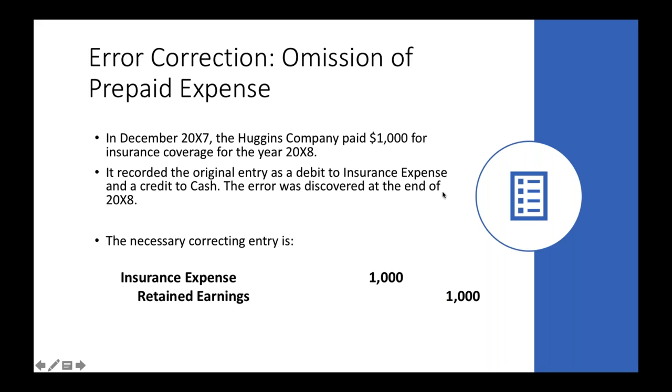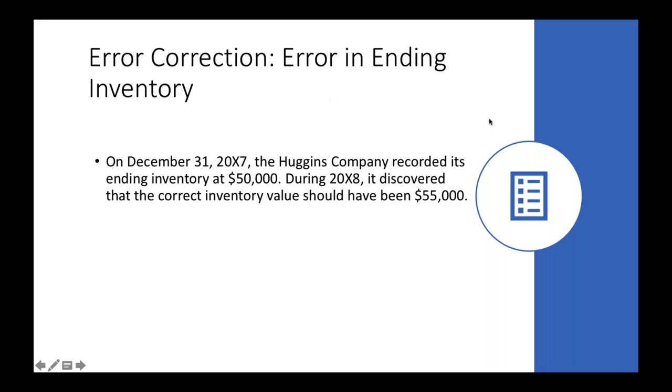Now let's see some more examples. Errors in ending inventory. For ending inventory and beginning inventory, any errors will have an impact on cost of goods sold, because cost of goods sold equals beginning inventory plus purchases minus ending inventory. Remember, if beginning inventory is overstated, cost of goods sold will be overstated. Thereby, gross profit is understated, net profit is understated, retained earnings is understated.